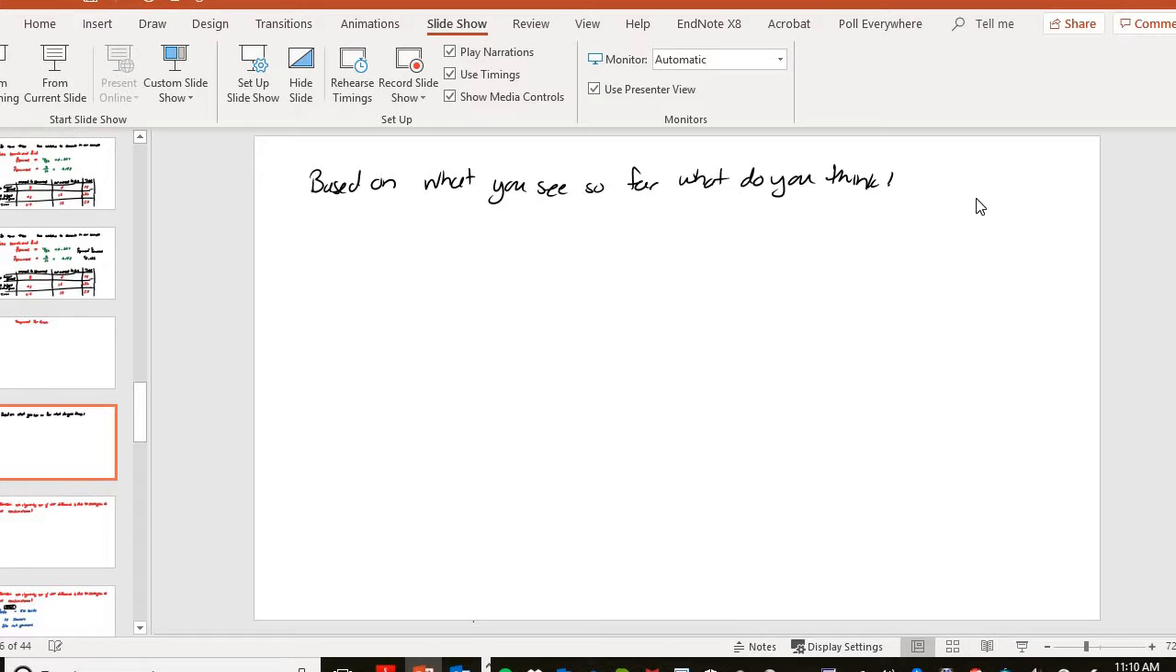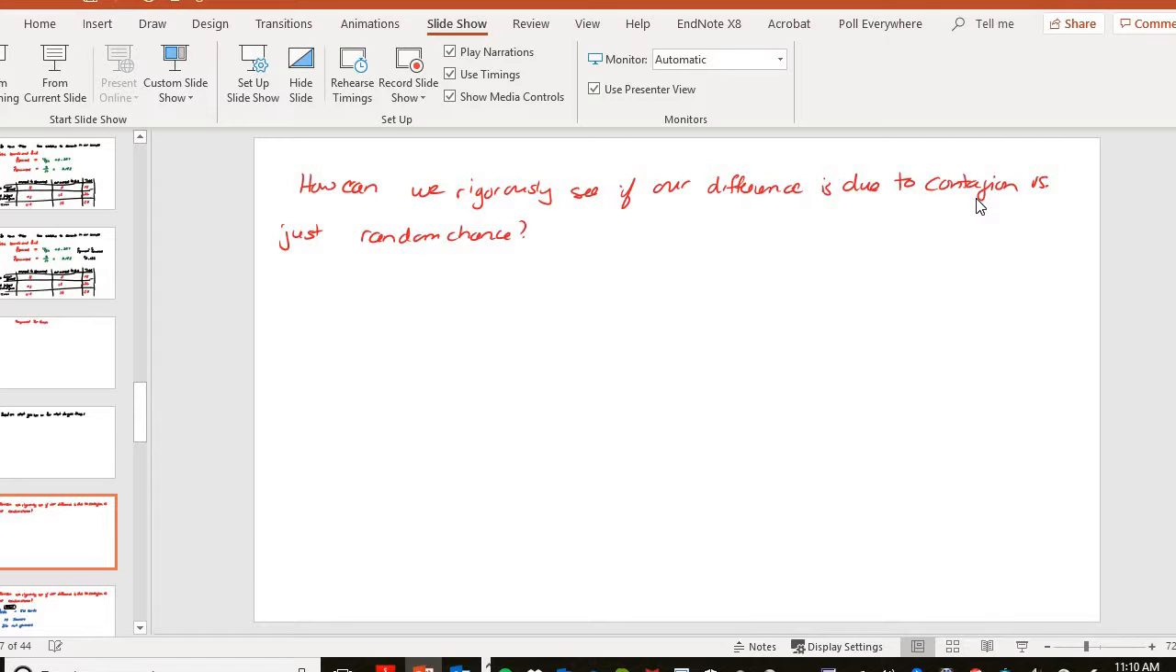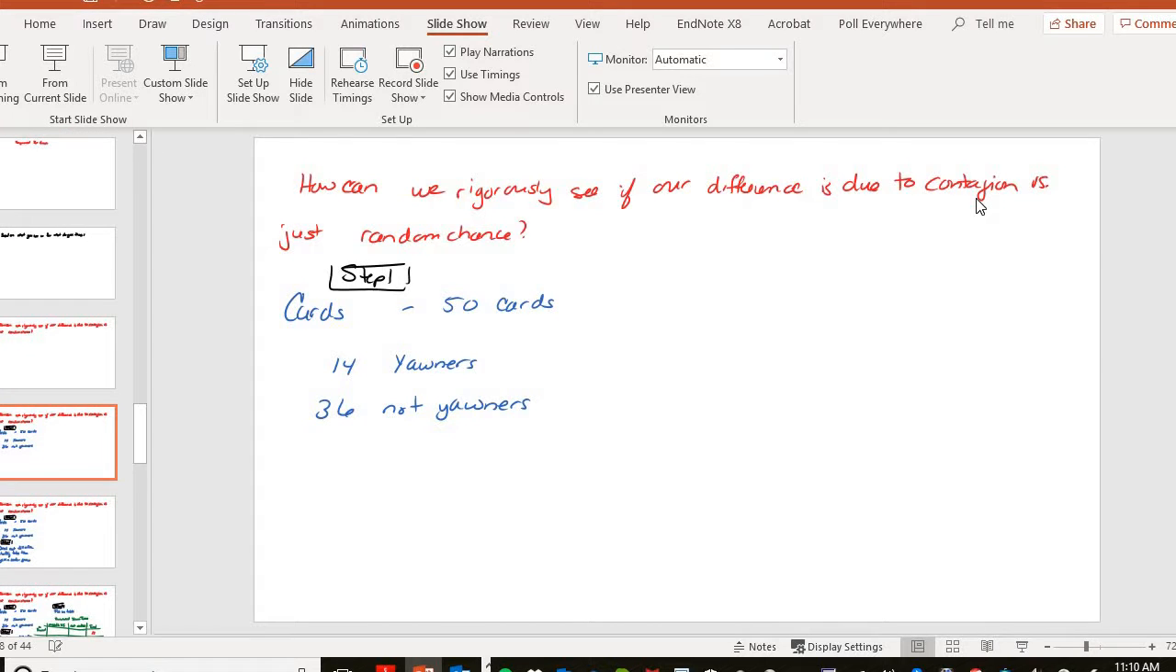So I didn't show you this, but so far you think you're not going to call your parents tonight and tell them about this bar graph that you saw today, right? So now how can we rigorously see whether this contagion is due just to random chance? What do we do? Well, the first step is I need 50 cards. And I need 14 of these to be yawners and 36 to be not yawners. I can't remember what color I'm going to have them, but let's make 14 of these red ones be my yawners.